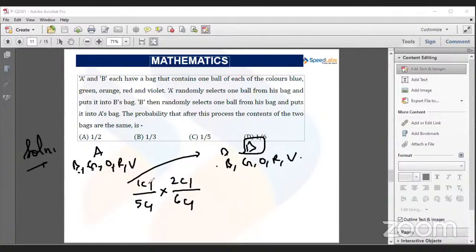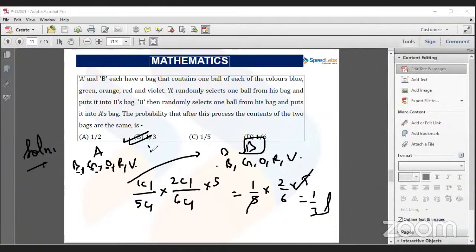ठीक है, and that will happen for like how many times? It is true for 1, 2, 3, 4, 5, all the 5, सबके लिए ट्रू है ये। So into 5 basically, so it will be 1 by 5 into 2 by 6 into 5, 1 by 3. Any questions?